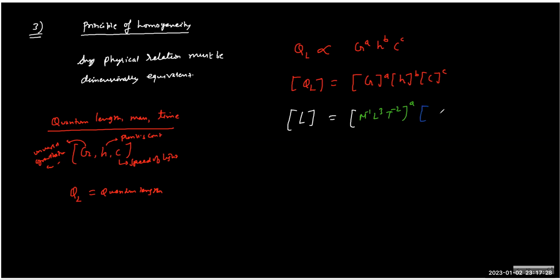Planck's constant H is how much? You know this answer. E equals to H nu, so it's ET. M L square T minus 1, right? Tell me guys, is this correct? Yeah. And the speed of light?